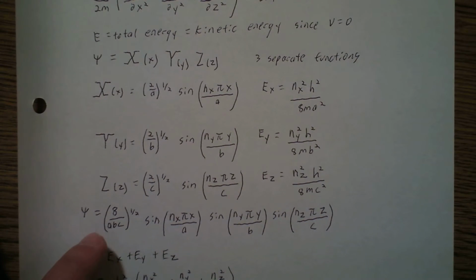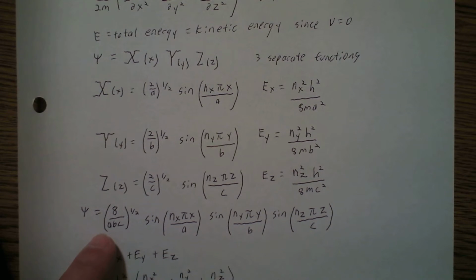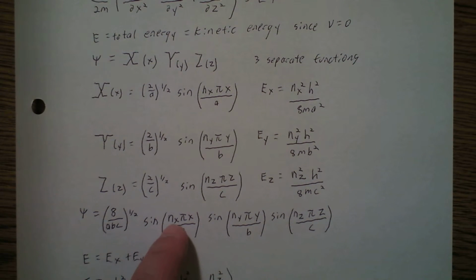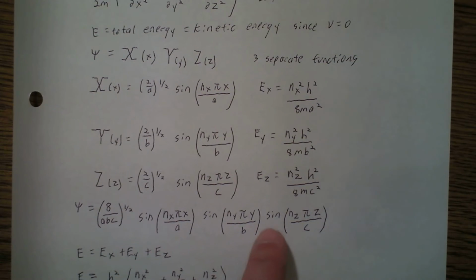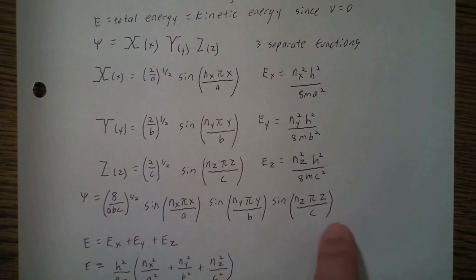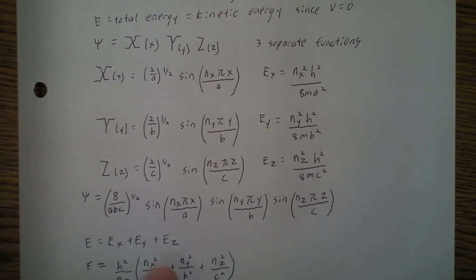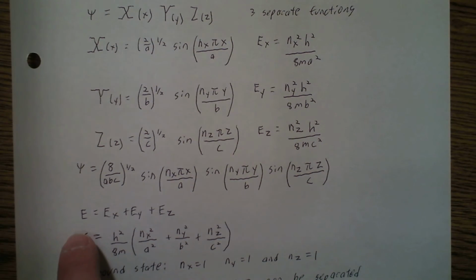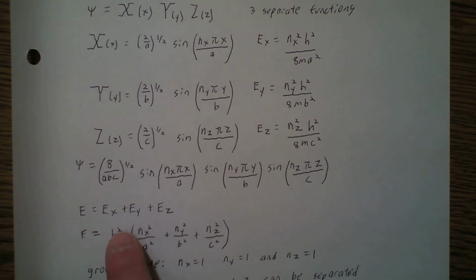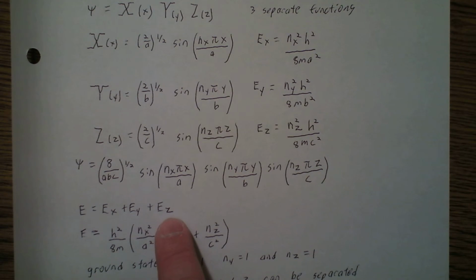Now we have psi is equal to the square root of 8 over abc times sine of n of x pi x over a times sine of n of y pi y over b times sine of n of z pi z over c. And then the energy level, of course, energy is just a scalar, it'll add right up. Total energy is going to be the energy in x plus the energy in y plus the energy in z.